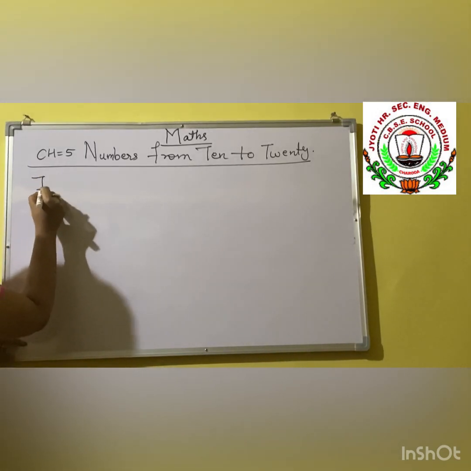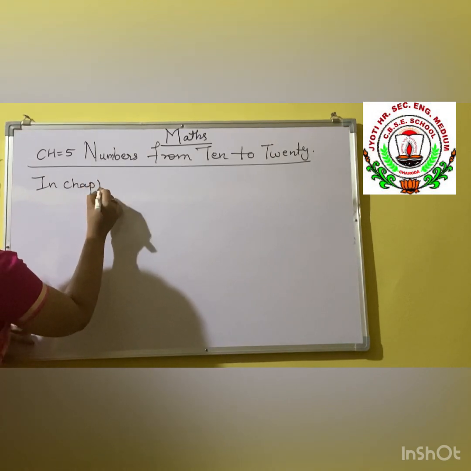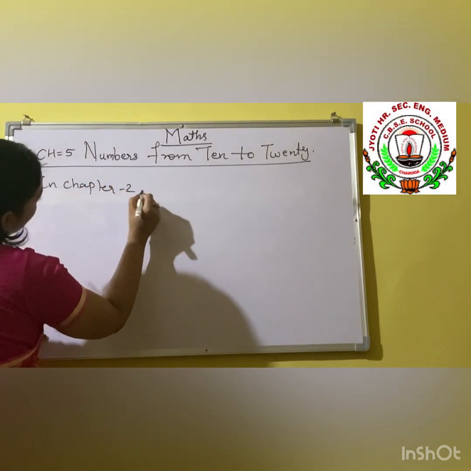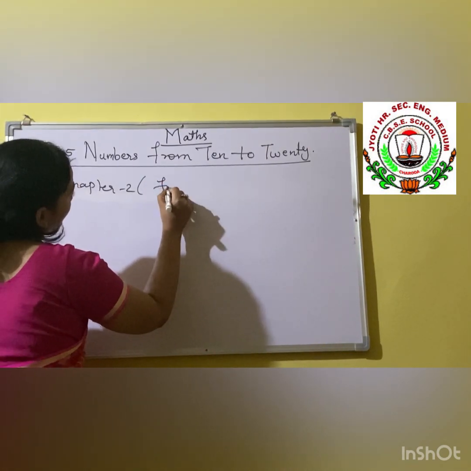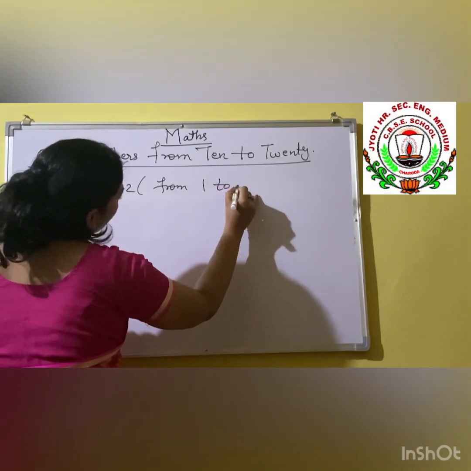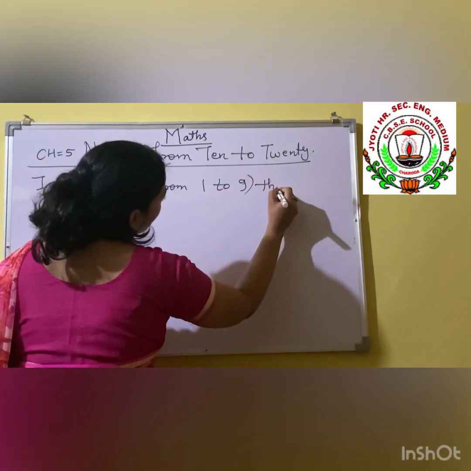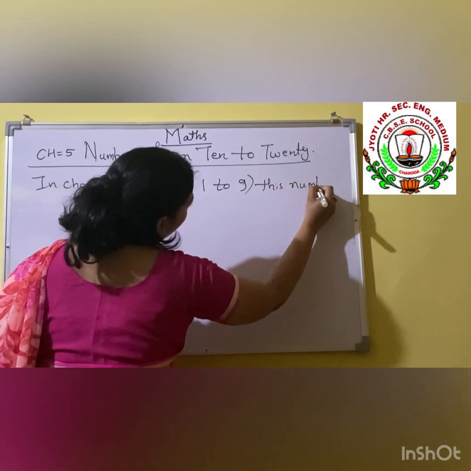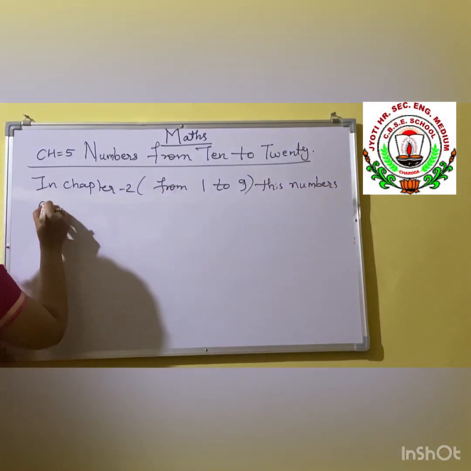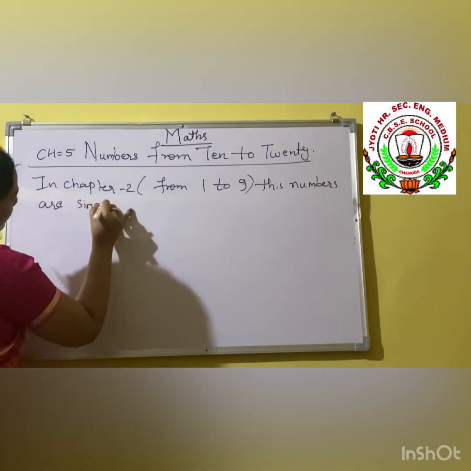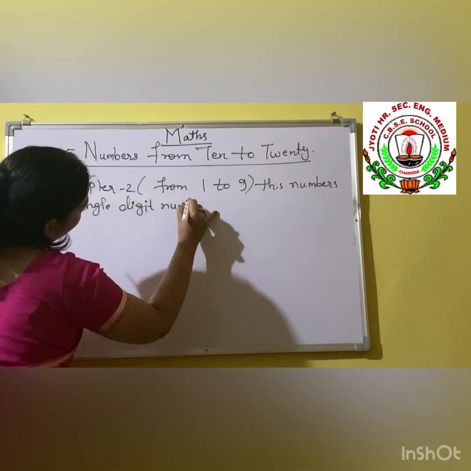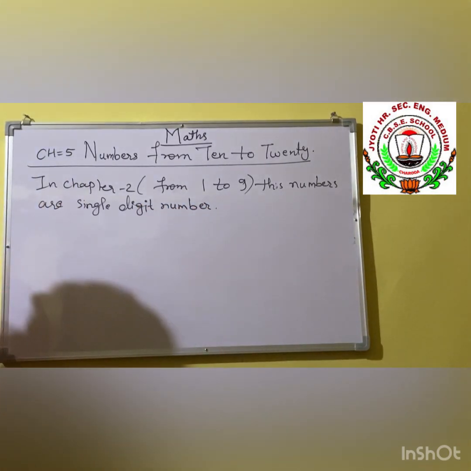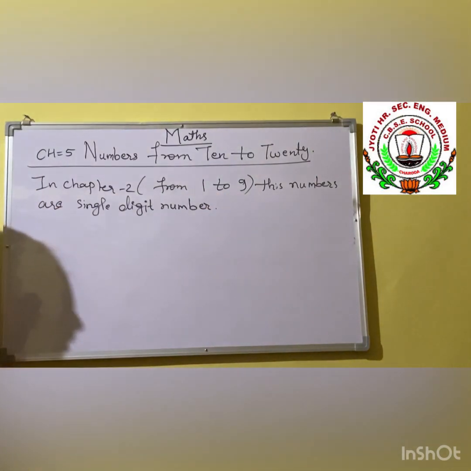In chapter 2, we studied from 1 to 9. These numbers are single digit numbers. This single digit number always stands in ones place, isn't it?